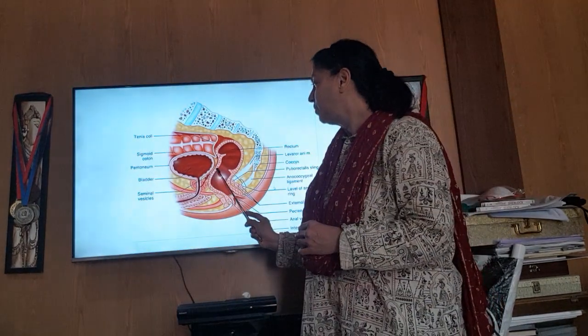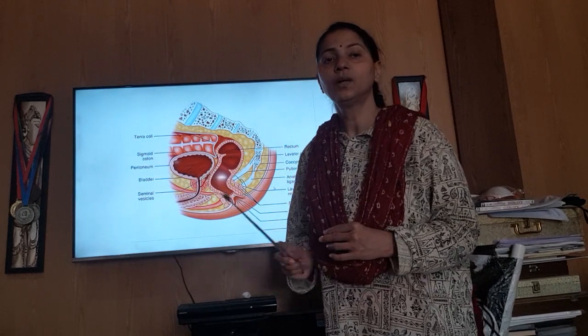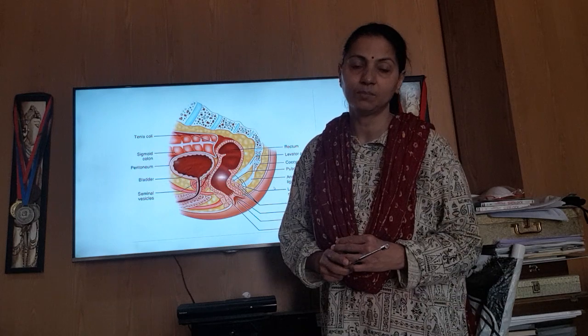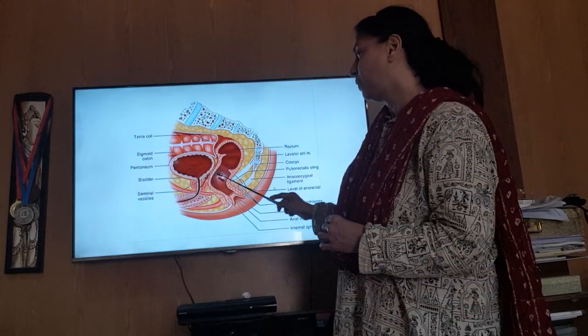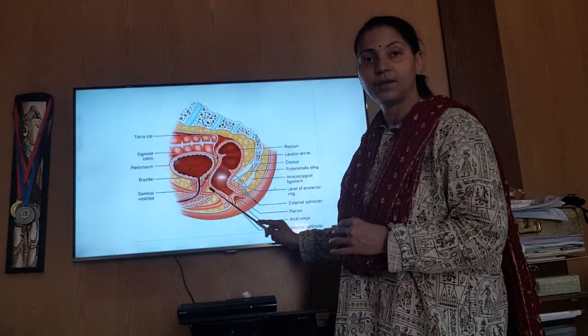So seminal vesicles, prostate gland, ductus deferens, ureter, then urethra, they are all related to the lower 1/3 of rectum anteriorly in males. But in females, the lower 1/3 is related to only the lower part of vagina. Clear? Now, this was the anterior relation.